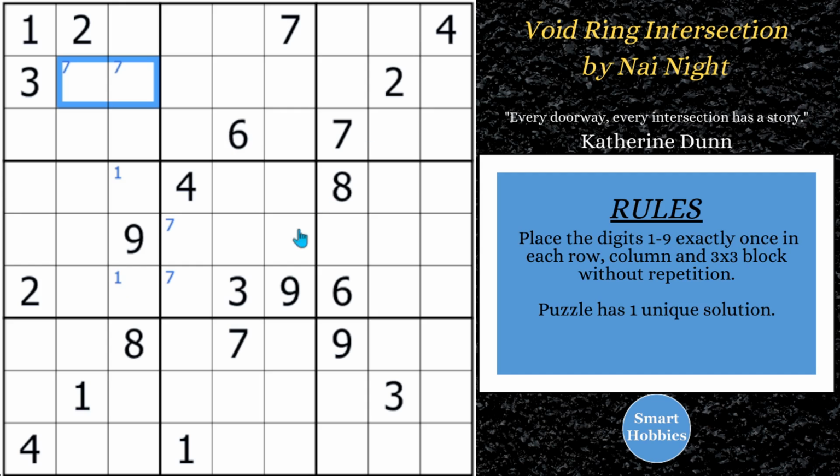6, 8, 9, 6. Okay, 2 spots for 6 up here in block 3. Check out the 4's. 2 spots for 4 right here in block 9, and 2 spots for 1 also in block 9. So you can see there's 2 1s here.